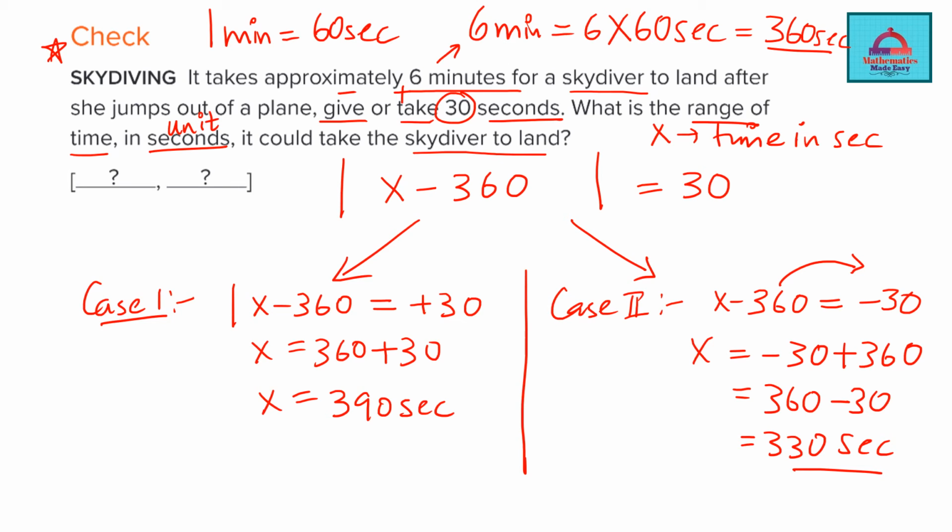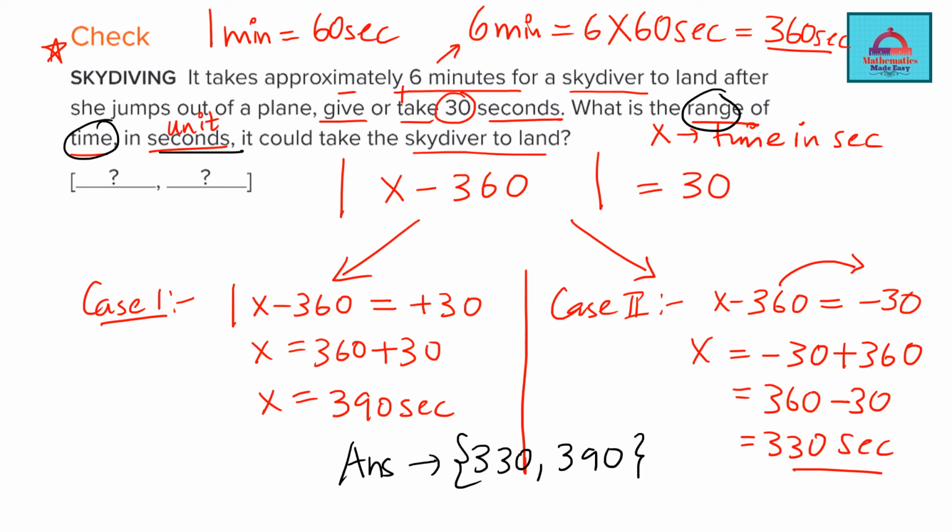So what is the range now? You had to give the range of time in seconds. Range is always minimum to maximum. So your answer would be 330 to 390, small first and then the big one. So this is the range. It is in seconds for the time that the skydiver takes to land.